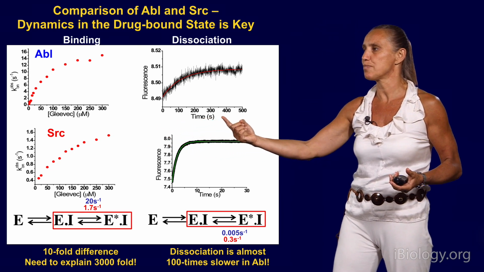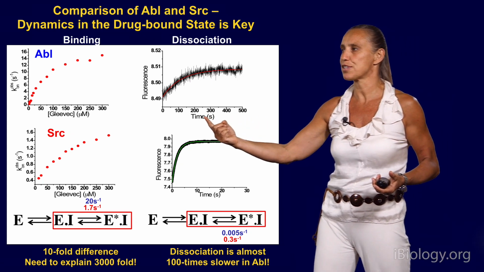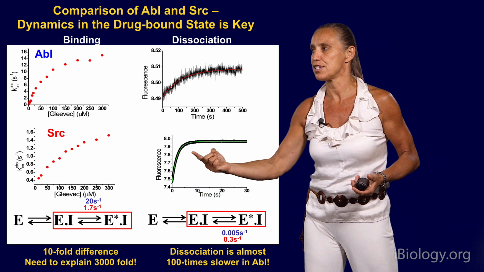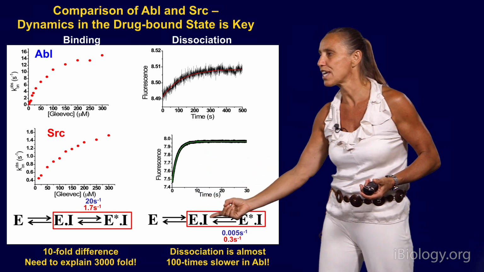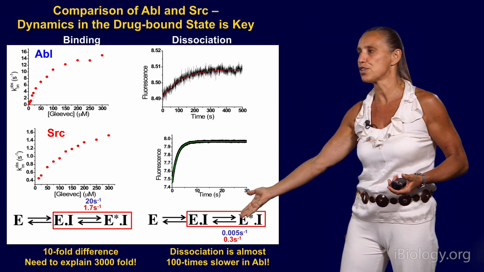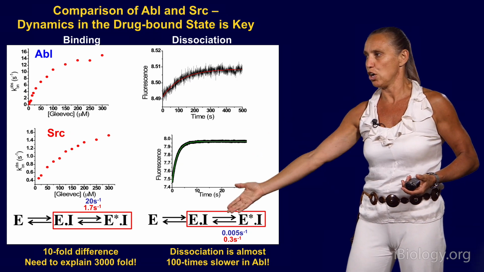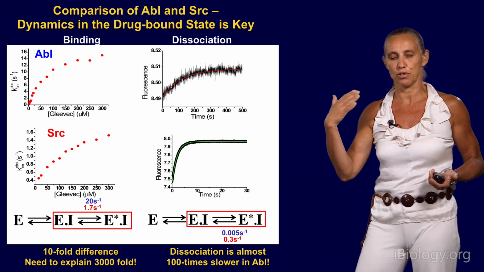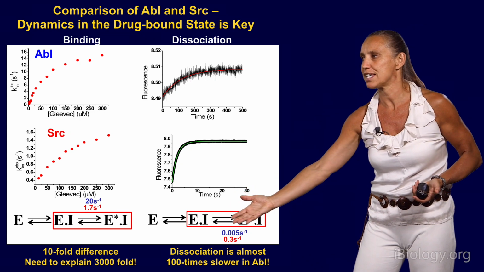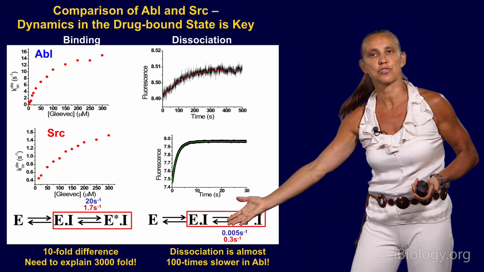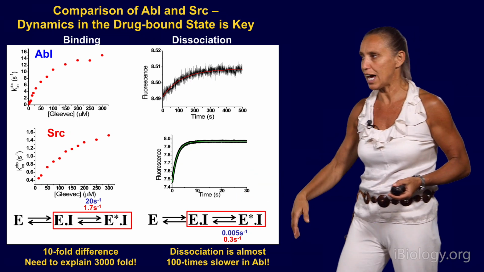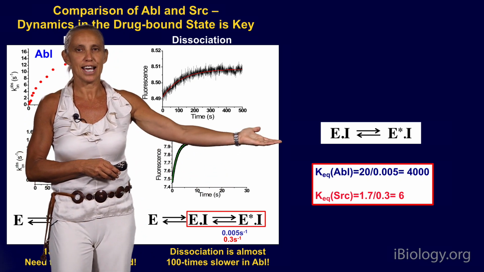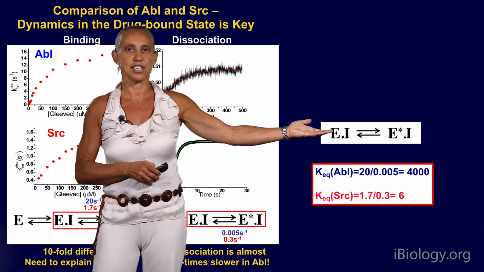If you look at the tight binder, it takes about 500 seconds before the drug comes off, versus the very weak binder Src, within seconds it's coming off. So we have an almost 100-fold difference in this reverse rate constant of this conformational change. Note, it's not the physical off rate, how fast the drug falls off, but it's actually the reverse conformational change in the drug-bound complex.